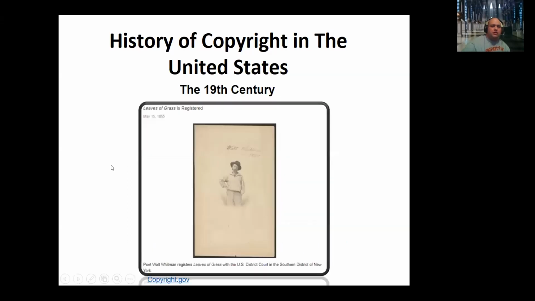So now we start to see other items that were copyrighted and when they were copyrighted. So here we see Leaves of Grass. For those who don't know, it's a collection written by American poet Walt Whitman, who lived between 1819 and 1892. And each poem loosely is connected and represents the celebration of his philosophy of life and humanity. So here is the very first copy that he copyrighted on May 15th, 1855.